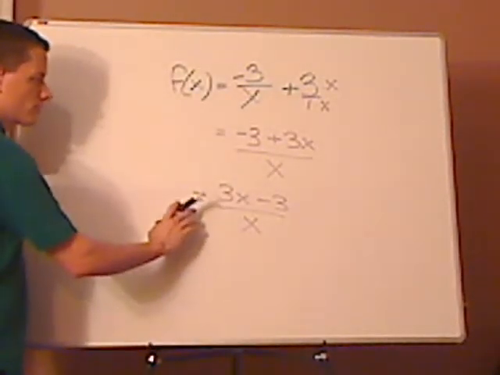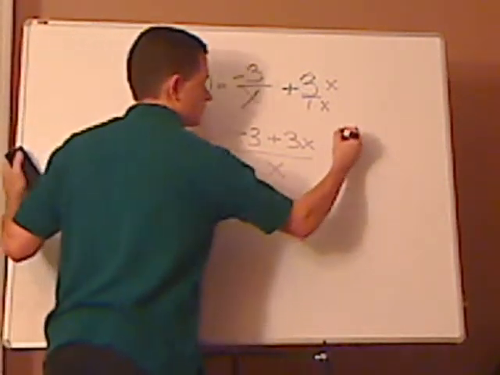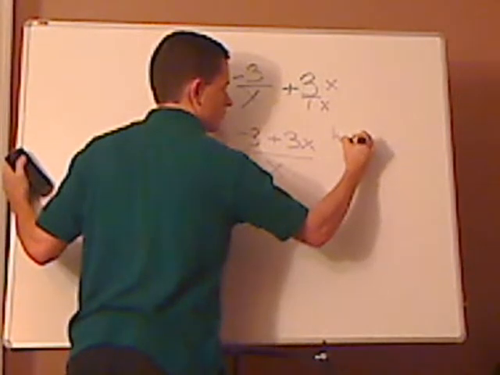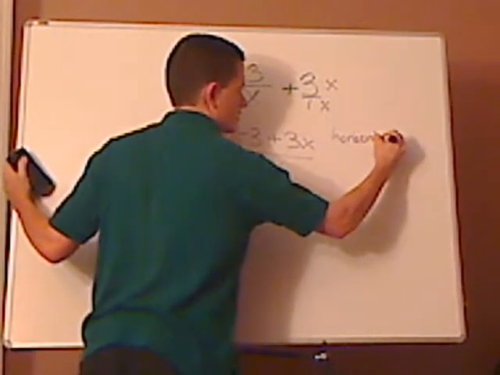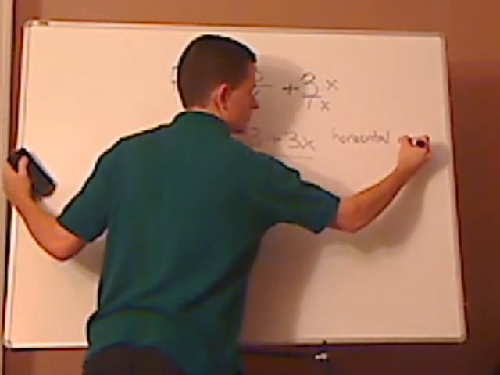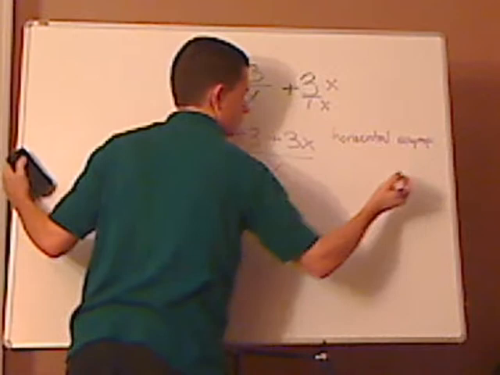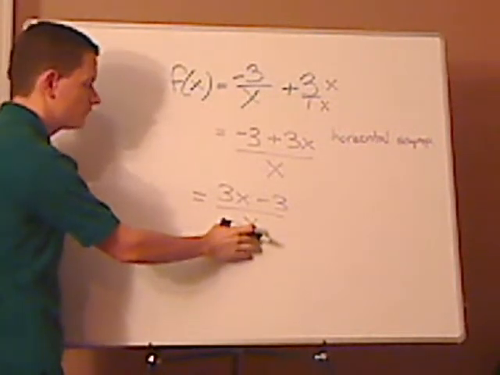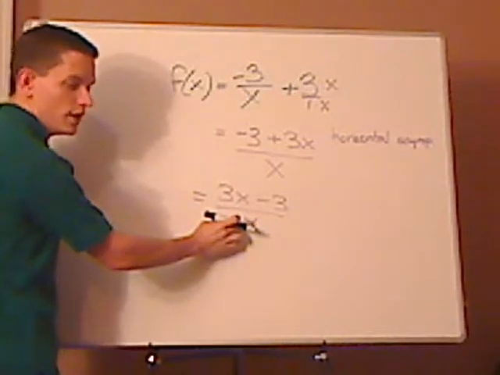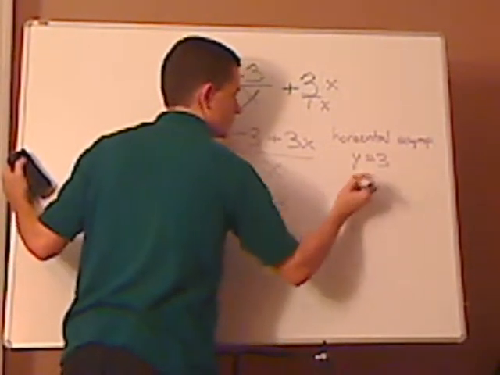So let's first start by finding the asymptotes. So let's do the one I mentioned first, which is a horizontal asymptote. I'm just going to abbreviate it. So the horizontal asymptote here would be 3 over 1. So it would be y equals 3.